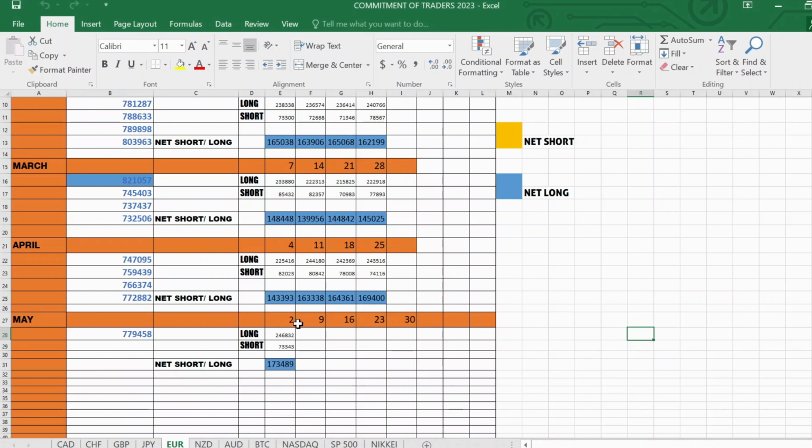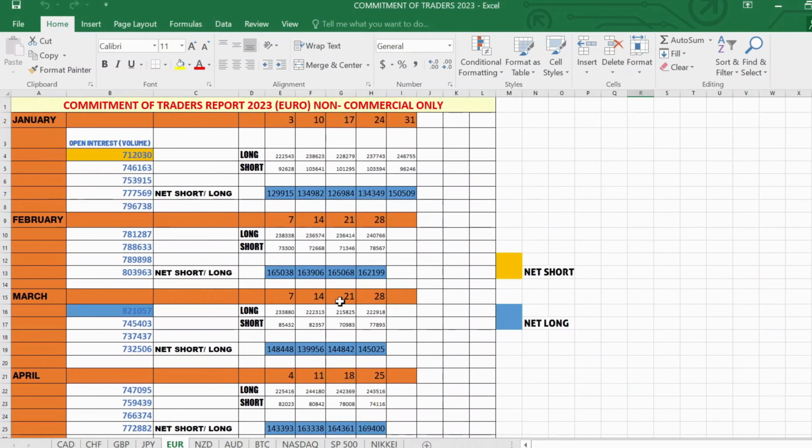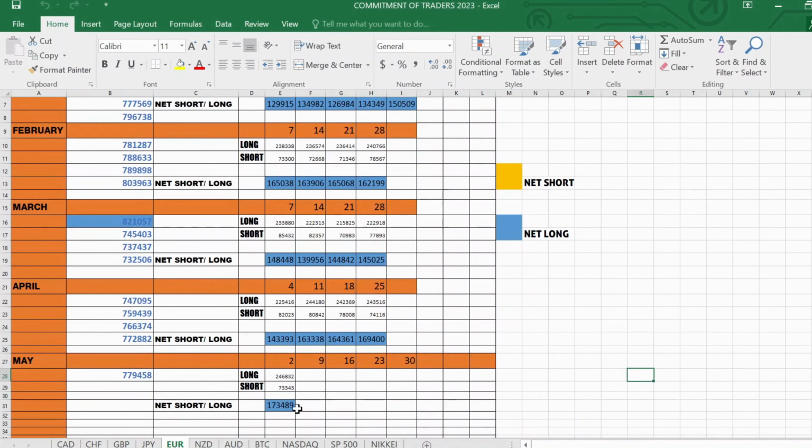from bullish to bearish. So if you look at the euro report, from January, the euro has been net long since the beginning of the year. So you can see the blue color all through. But in last week's report, we had the highest difference in the net long at 173,000.